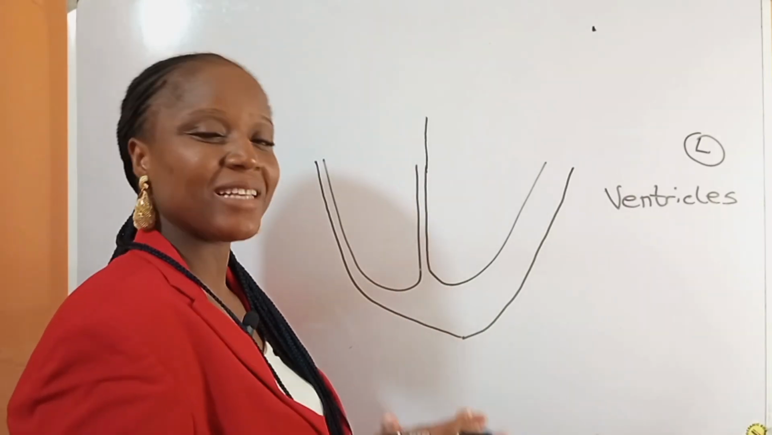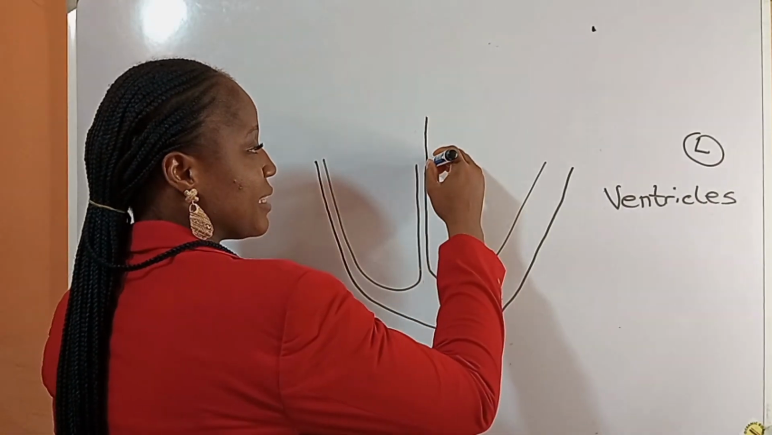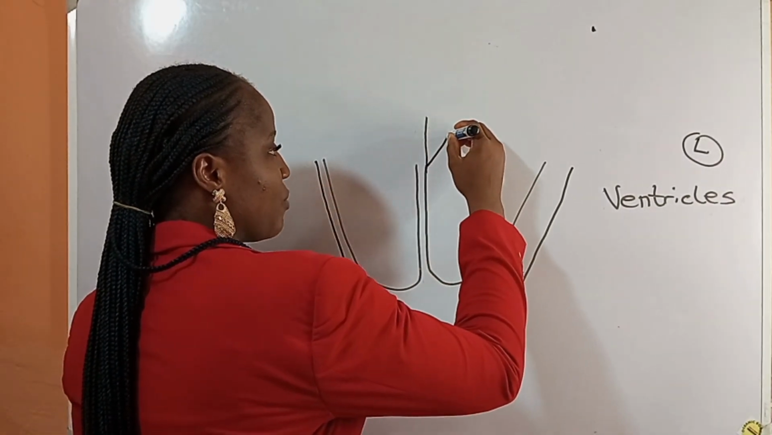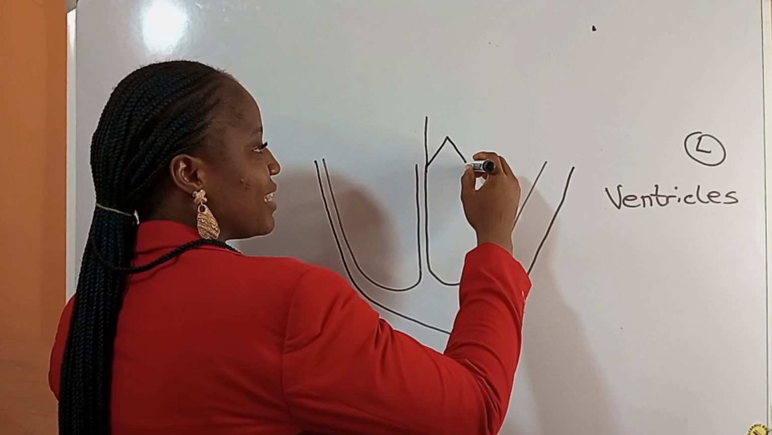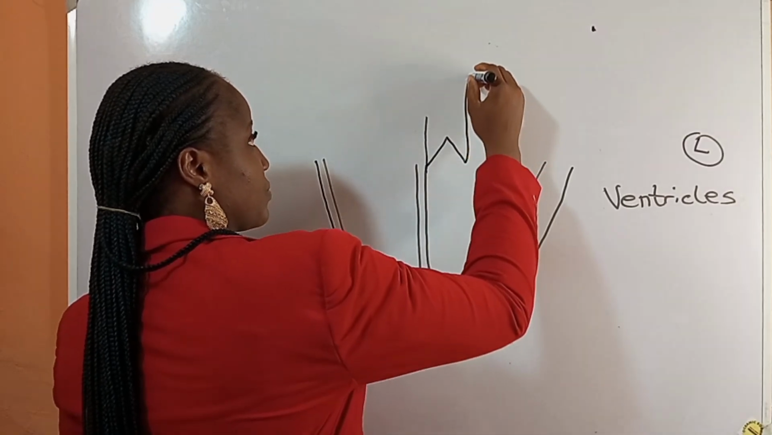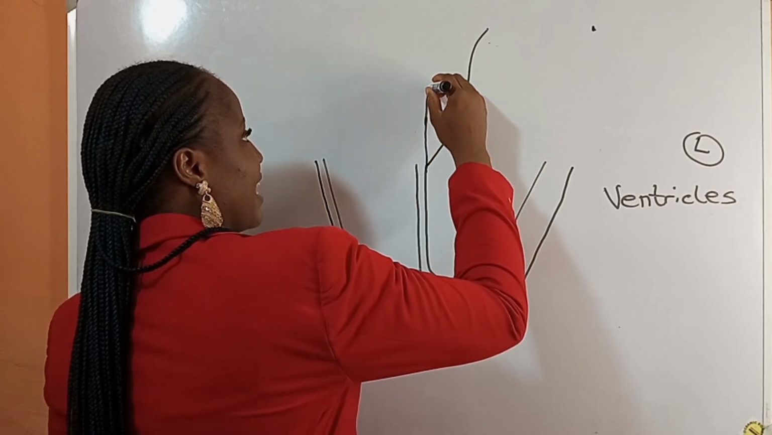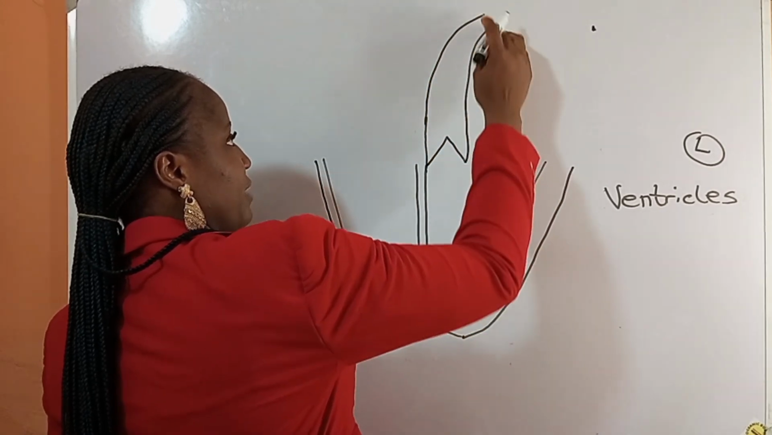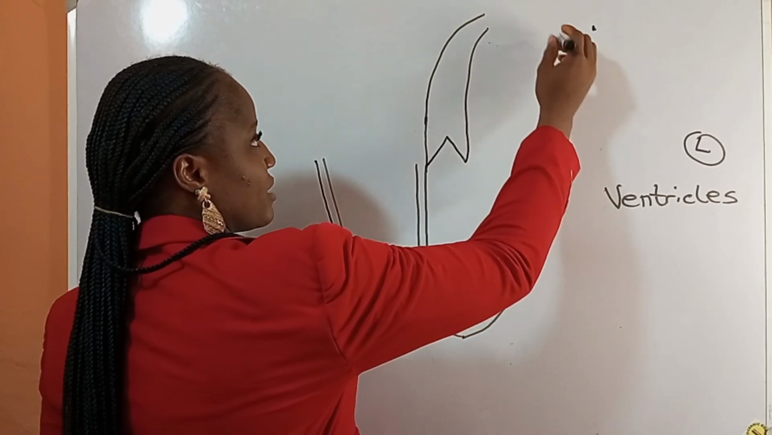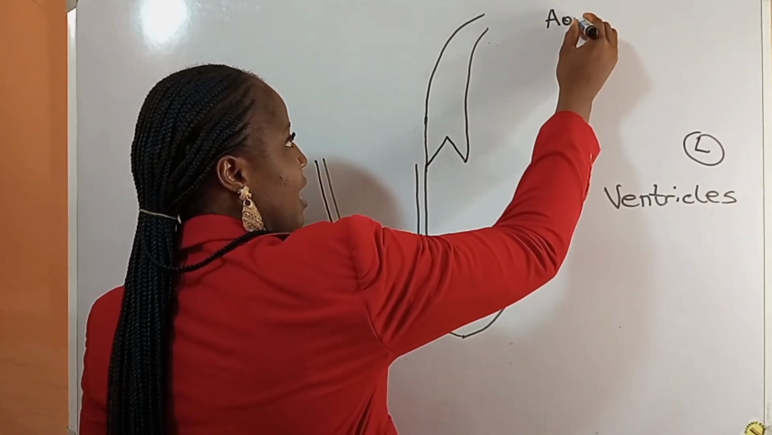Now let's begin to insert some arteries leaving the heart. At this point, there is a valve pointing upwards. And this valve is guiding a very big vessel. The valve guides a very big vessel, and this vessel is known as the aorta.